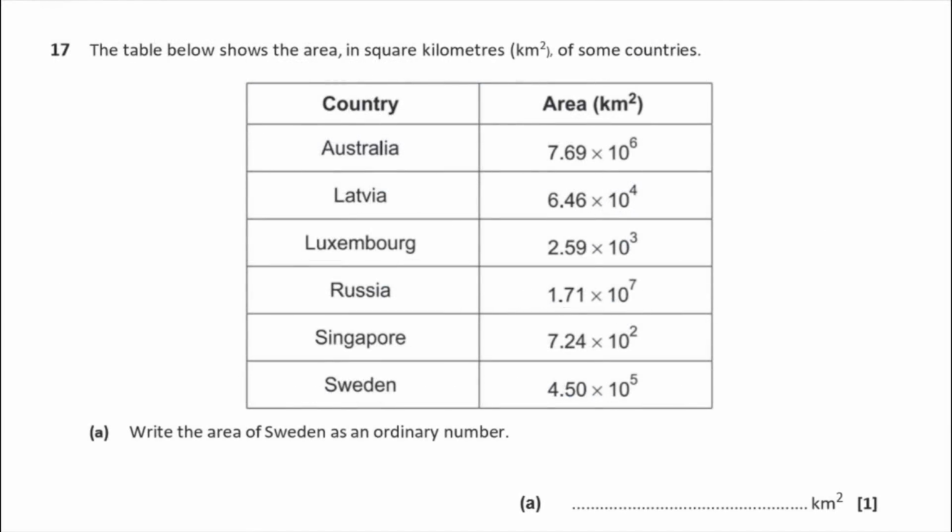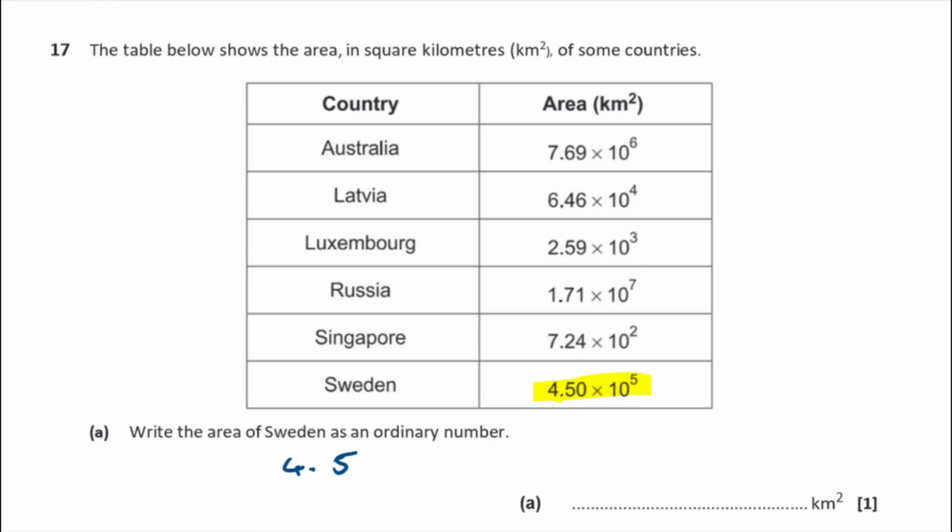Question 17. The table below shows the area in square kilometers of some countries. Now you can see these areas have been given in standard form. There's a number times the power of 10, isn't it? Write the area of Sweden as an ordinary number. So in the table, Sweden is given as 4.5 times 10 to the 5.